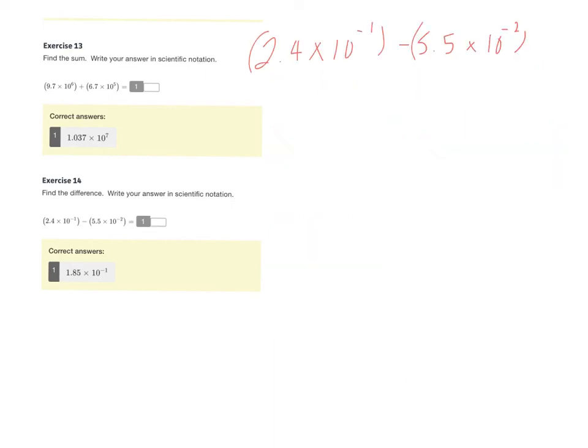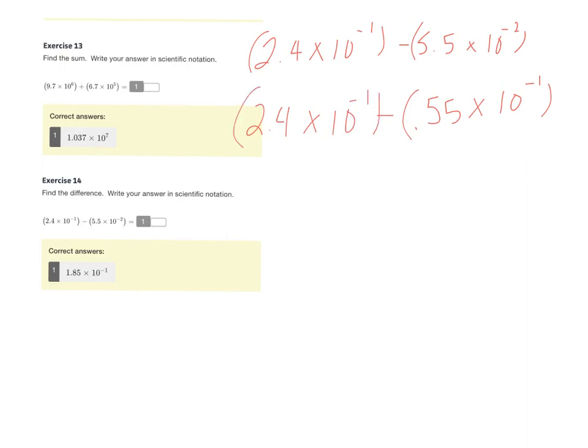All right, the last problem we have here is 2.4 times 10 to the negative first minus 5.5 times 10 to the negative second. So I could either bring the second one up or bring the first one down. I'm just going to focus on the second one. And so what I'm going to do is change this to negative 1. So from negative 2 to negative 1 means I'm going to add 1. So this is getting bigger. I have to make this one smaller. So I'm going to move that decimal point over. So this is going to be 0.55 times 10 to the negative first minus 2.4 times 10 to the negative first.